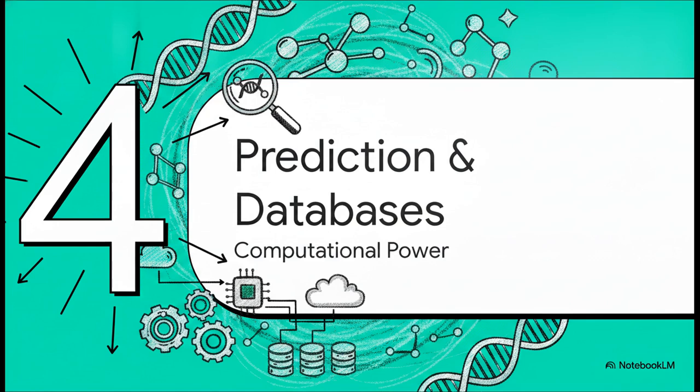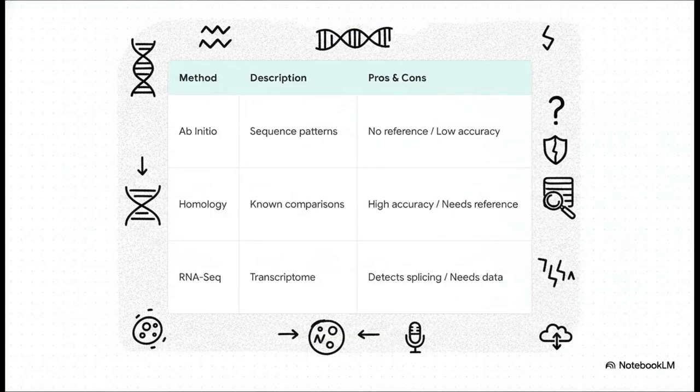Which brings us to Section 4, gene prediction and databases. When researchers are actually predicting these genes, they're constantly weighing trade-offs between three main methods. First up is ab initio prediction. This relies entirely on sequence patterns. It's incredibly cool because it doesn't need a reference genome at all, making it a game changer for newly discovered organisms. But yeah, it definitely struggles with accuracy in really complex genomes.